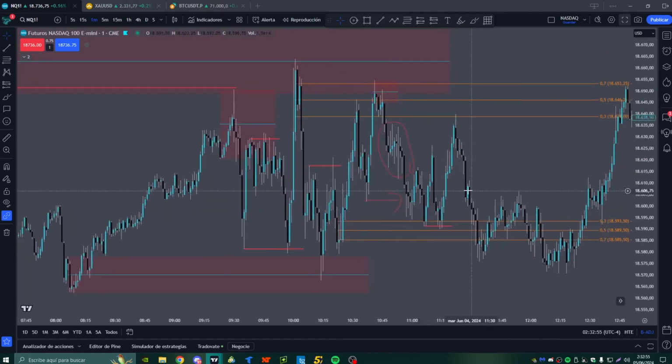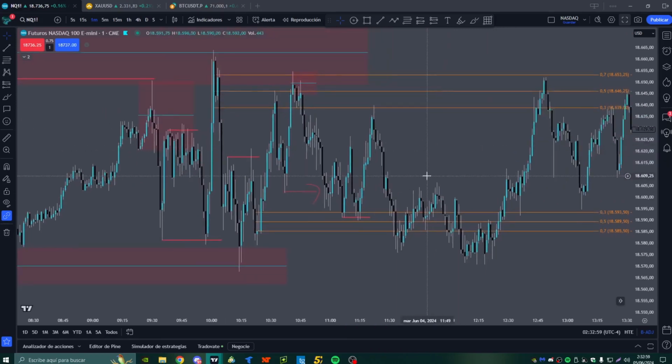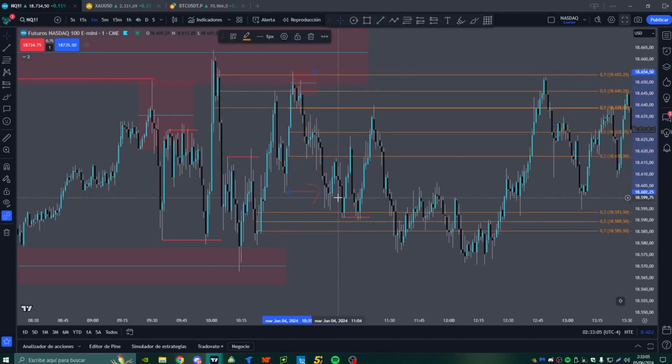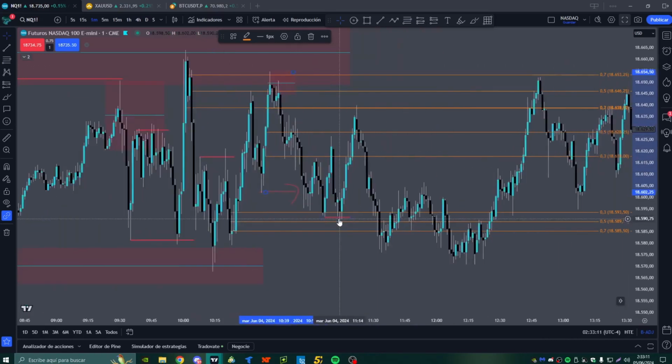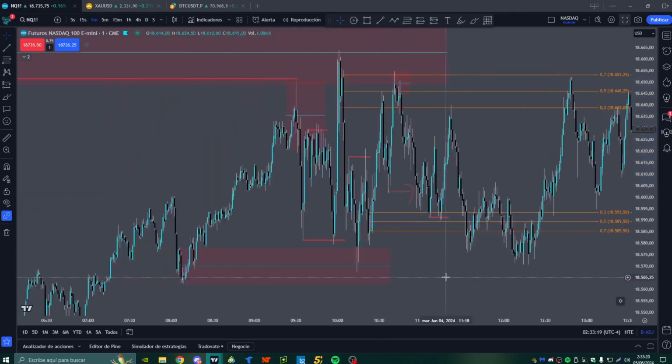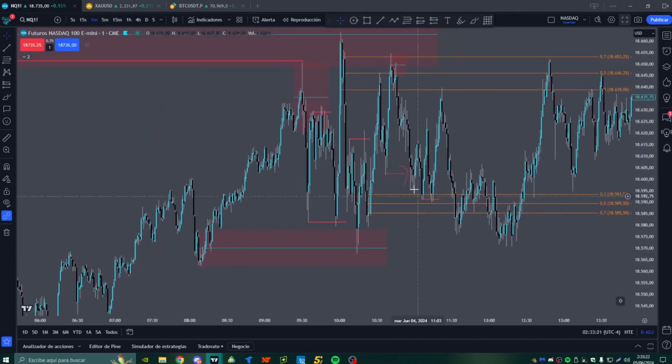And now it's coming this way to the other origin. It didn't touch it completely, to be honest. Now it has simply reached the level of this change. It reached that change of internal structure. It reached its 70%. And now with that, the price comes this way.